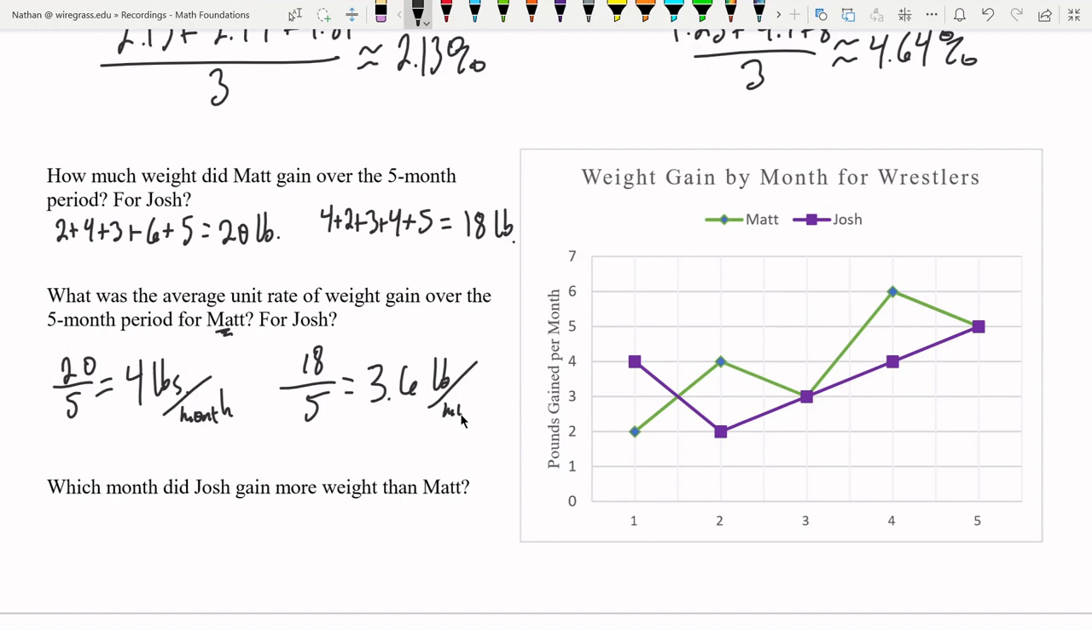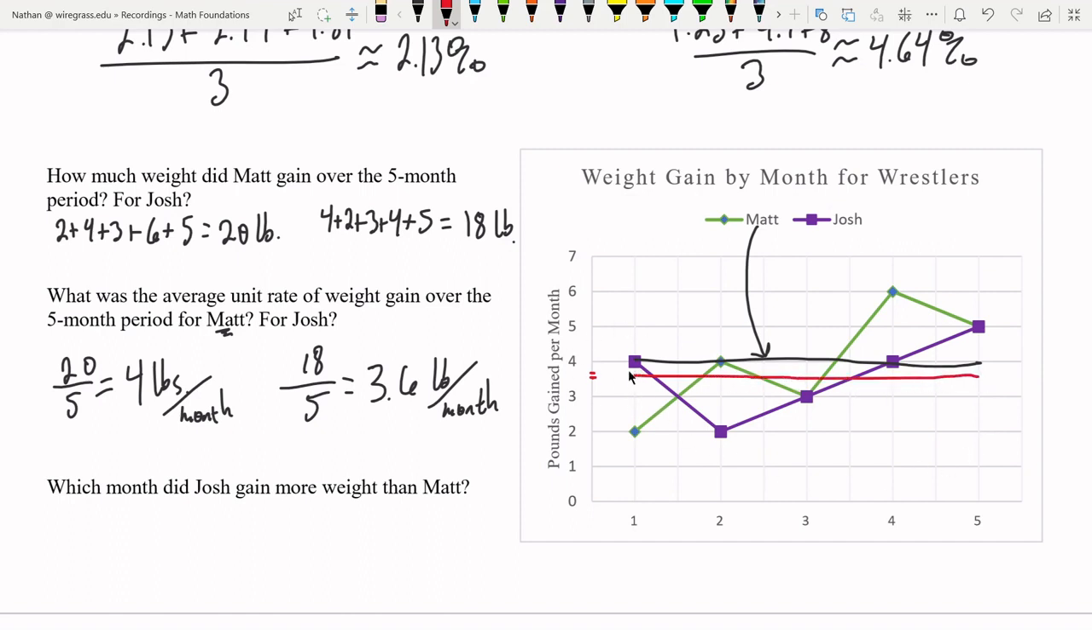Average pounds per month. So what I can do is I can draw a line, and a line for Matt is going to be 4, and it's right here on the 4. And so I can just draw a flat line here. And this is going to be for Matt. If I do a different color for Josh, he did 3.6. 3.6 is approximately, that's 3.5. 3.6 is around here. For Josh, he gained approximately this right here.